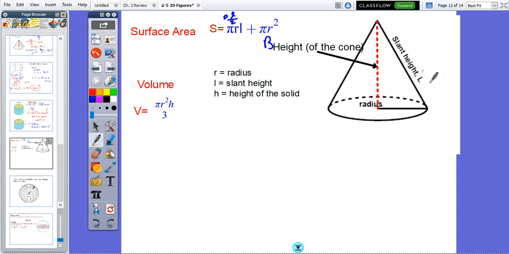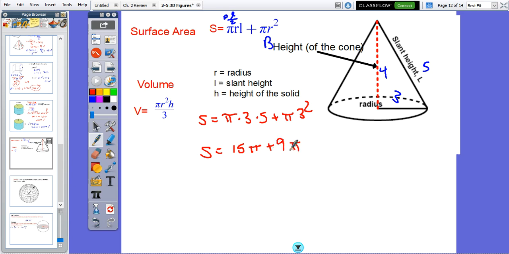Remember, we still have slant height, and we're going to use 3, 4, and 5 as our numbers here as our example. So you can pause and try it yourself, but let's look at it together. So let's say surface area is equal to pi radius slant height. That's a 5. Make sure you use a 5 here, plus pi radius squared. So we say surface area is equal to 15 pi plus 9 pi. We put them together and we end up getting 24 pi units squared.